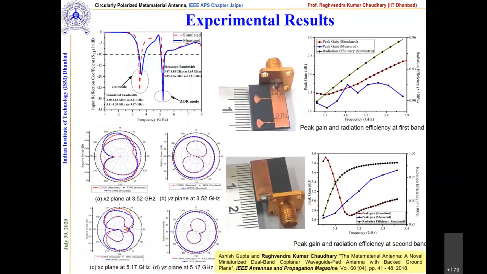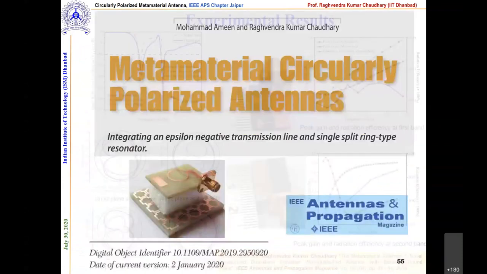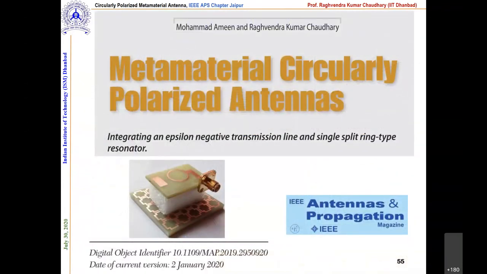These are the major results, correct? Now, this is what I actually want to discuss with you. So now we have enough background to understand this CP metamaterial antenna.